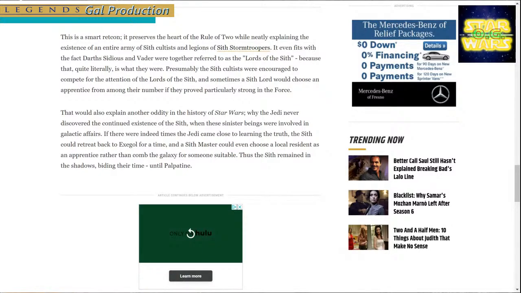So basically, in the original lore, they hid. They hid for a reason. They hid to, like, rebuild themselves. They studied the Jedi. They prepared to take over, and that was the whole thing. And that's why we have Plagueis.